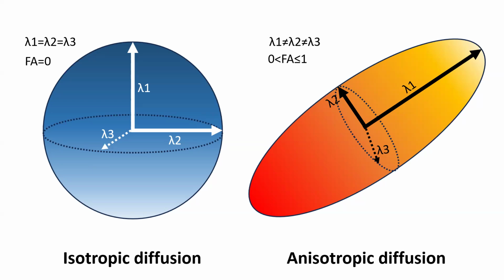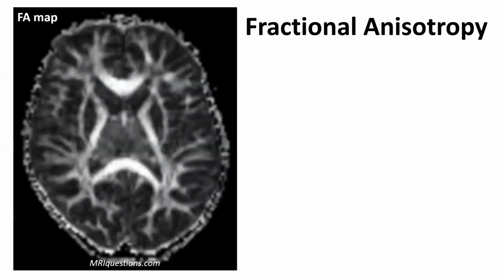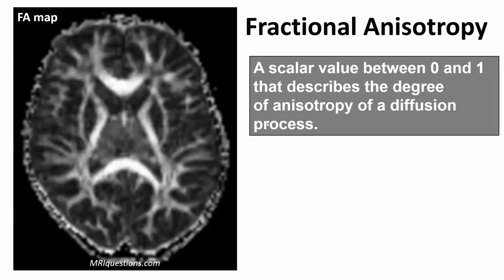Fractional anisotropy is a measure for the degree of anisotropy. So in perfect isotropic diffusion, fractional anisotropy is 0. Here we have anisotropic diffusion, and these eigenvectors will not be the same, otherwise it would be isotropic, and the fractional anisotropy will be somewhere between 0 and 1 in this particular case, but it won't be 0, otherwise you have isotropic diffusion.